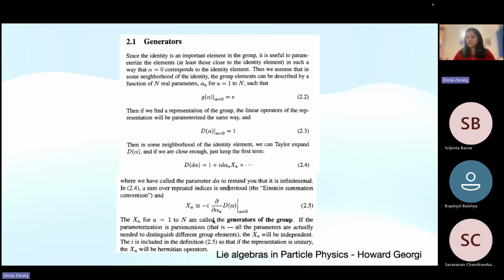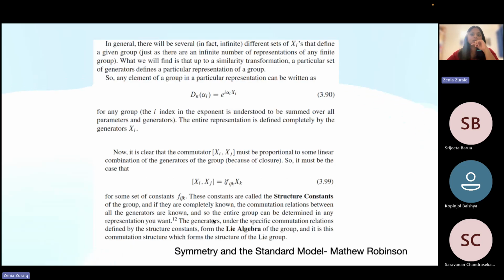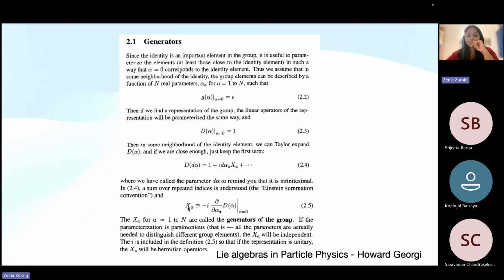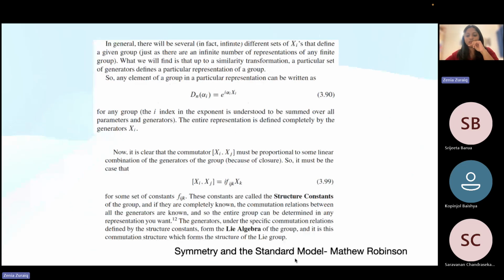So this is the idea of a generator, and you'll see why this is important when we talk about particle physics, which is why I'm spending so much time on this. These were some mixed things, but after this I'm using Symmetry and the Standard Model. Chapter 3 of this book goes into group theory in some detail, and it is a very clear description of group theory, as clear as I've seen in any textbook.